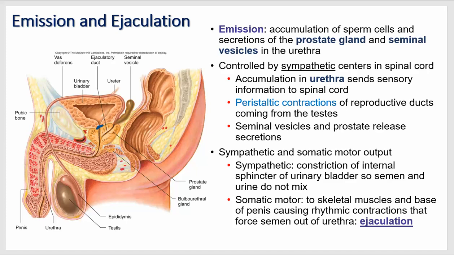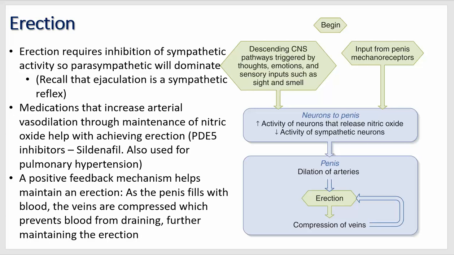But it also happens during ejaculation. So constriction of the internal sphincter of the urinary bladder, so semen doesn't go up into the bladder, or urine doesn't come out. And then somatic motor, skeletal muscles at the base of the penis causing rhythmic contractions that force semen out of the urethra, and that's the actual act of ejaculation. And then the associated orgasm, that's a brain thing. So that sends signals to the brain and release of endorphins.